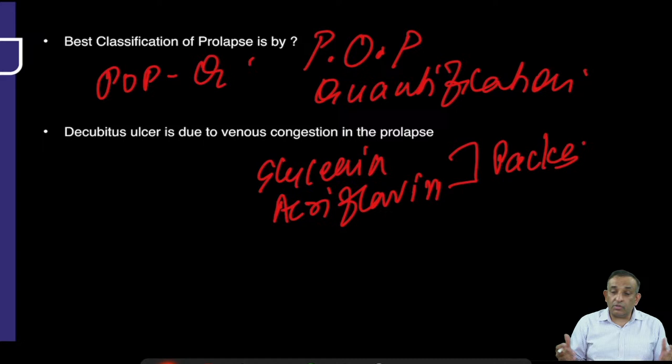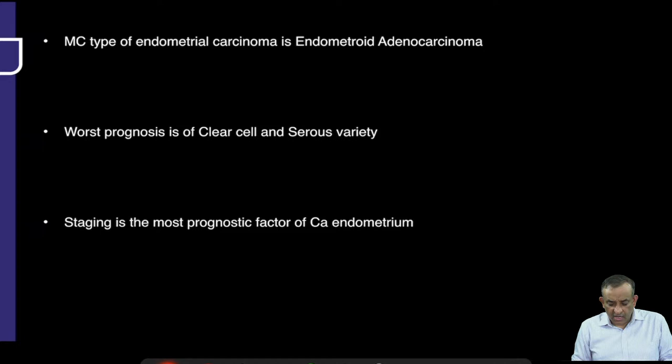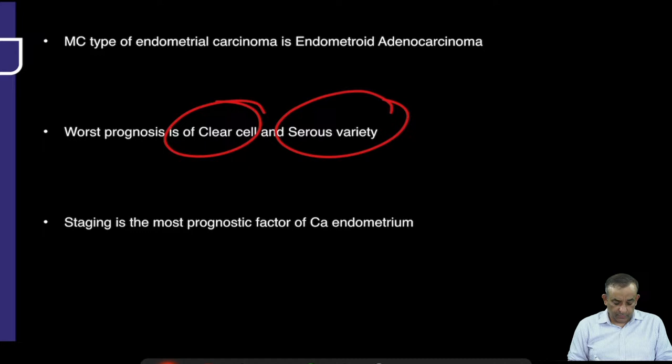Okay. Most common type of endometrial cancer is the endometrioid adenocarcinoma. Worst prognosis is of clear cell adenocarcinoma and serous variety in endometrial cancer. Staging is the single most prognostic factor for CA endometrium. Hard facts. All right.